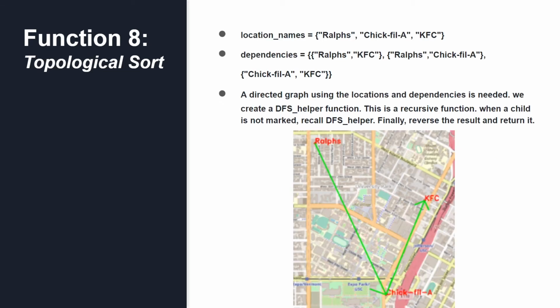Function 8 is a topological sort. We need a directed graph using locations and dependencies. We create a DFS helper function. This is a recursive function. When a child is not marked, we call the DFS helper. Finally, we need to reverse the result and return it. This function is similar to the previous function, so it's not a big deal for us.